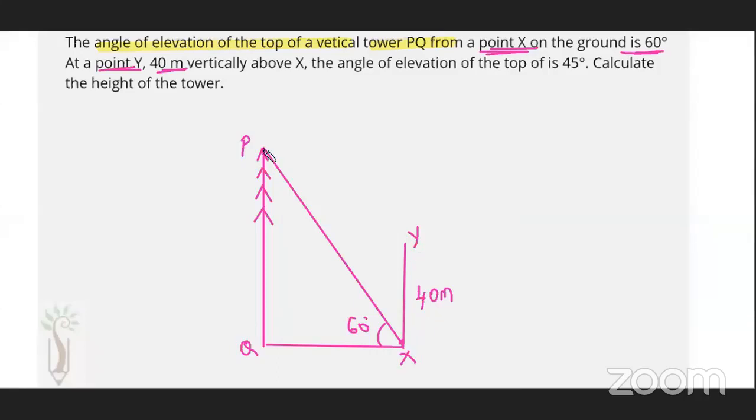And from there, the angle of elevation of the top of the tower is 45 degrees. It depends on how you read the question and understand. Okay. Let's say this is R. This is 40 meters. Let's say this is H, X, X. Okay. Akshay, what should be the measurement of PQ?